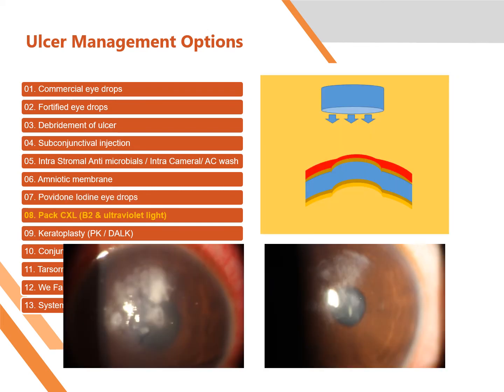Another option is PAC-CXL. PAC-CXL is a bit expensive, and here what you do is you use the B12 eye drops and ultraviolet light. You instill the B12, which is riboflavin eye drops, onto the cornea, which penetrate into the cornea and stain the fungi or the bacteria. Then you expose the eye to the ultraviolet light, and that kills most of the bacteria or fungi or even the viruses.